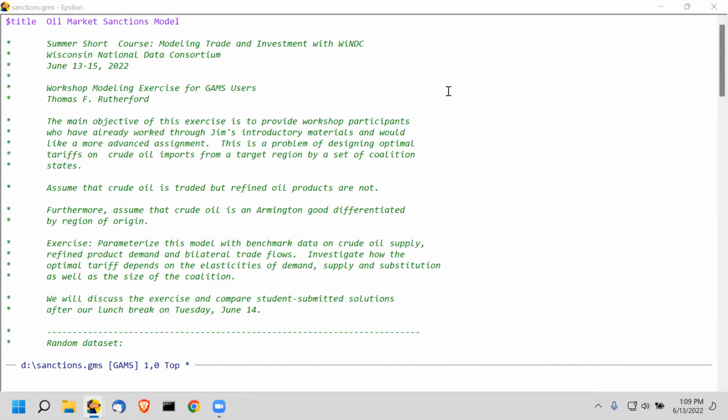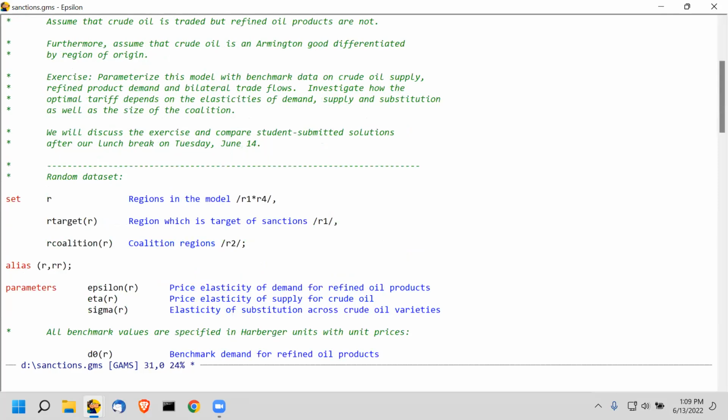So the objective function here is to think about interventions in the form of taxes on crude oil trade, which seek to punish a target region. So the idea is, what tariffs do we apply on crude oil that will minimize the value of that country's net exports, where the coalition states are a subset of the full world. So this is a sub-global coalition.